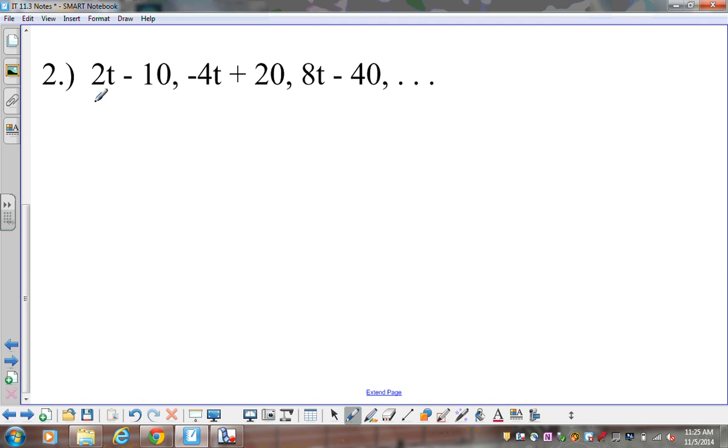All right, so my first term is 2t minus 10. My second term is negative 4t plus 20. My third term is 8t minus 40. So if you guys notice, I've got a variable in here and I'm adding a number to it, so it just looks a little confusing. All right, but I still want to find my fourth term, my fifth term, and my sixth term. So let's go through and find each of those.